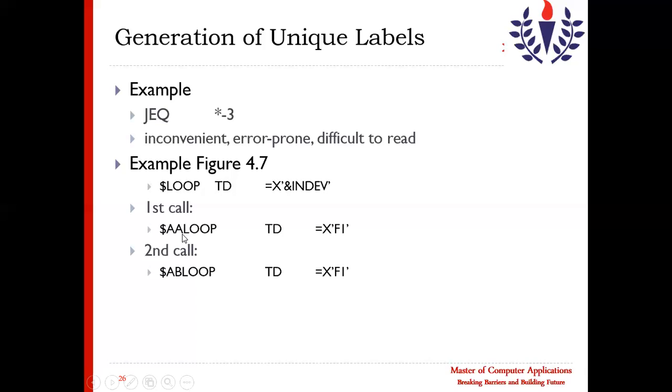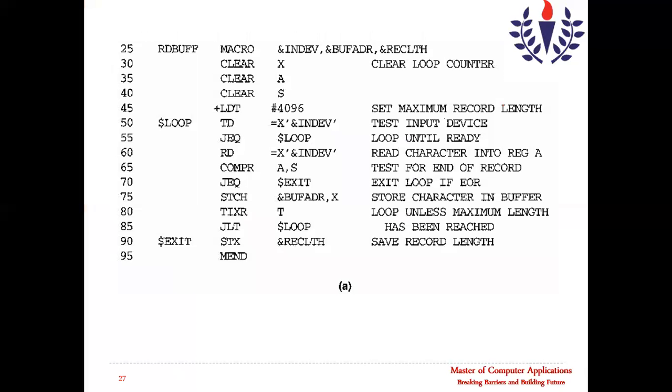Okay, so the sequence should be maintained like AA, AB. If the macro is called a third time, then it will become AC. In that way, it keeps on going whenever this is called. Okay, so this is the generation of unique labels.